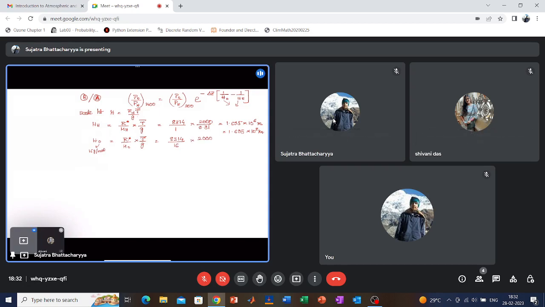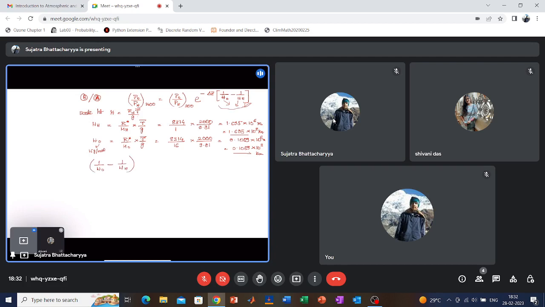So this should be 2000 divided by 9.81. Now if you calculate this, it comes out to be about 0.1059 into 10 to the power 6 meters, or you can write 0.1059 into 10 cube kilometers. Now this scale height we have found out. Now we just need to do this bracketed expression, that is 1 by HO minus 1 by HH.